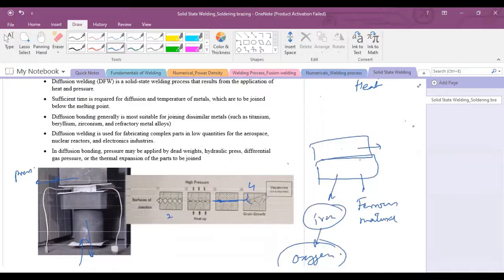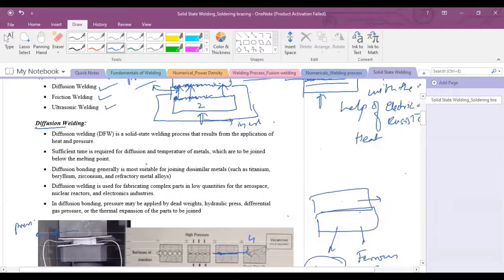Diffusion welding bonds are very strong bonds. They have a high tensile strength. If I talk about the automotive industry, you can weld the axle with the chassis with the help of this welding.